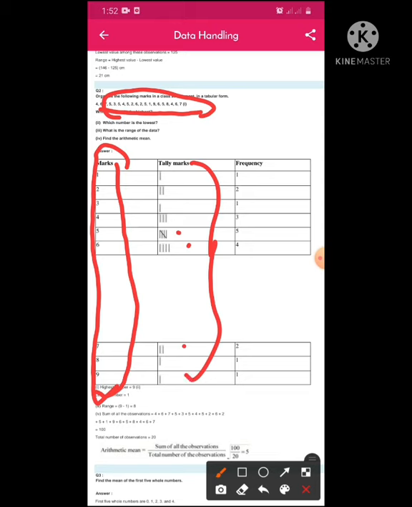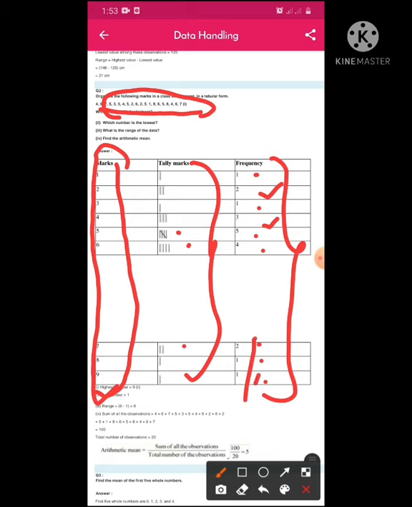Now you have to count the total number of each number. 1 is only 1, 2 is 2, 3 is again 1, 4 is 3, 5 is 5, 6 is 4, 7 is 2, 8 is 1 and 9 is also 1. So from this we can get the highest and lowest value.